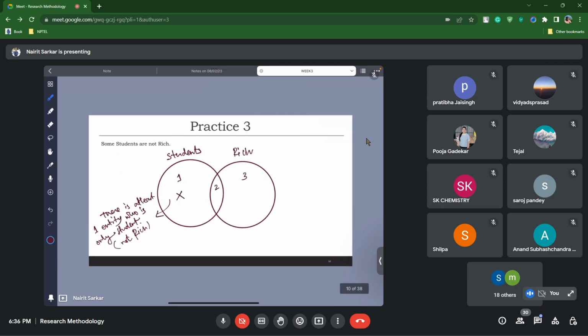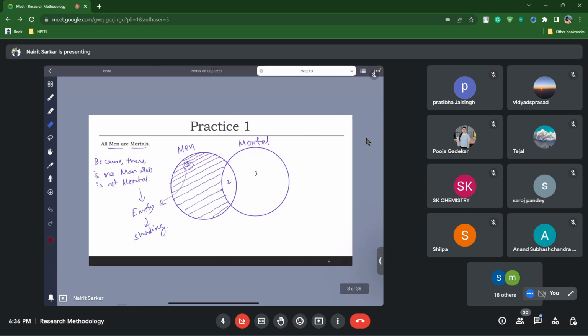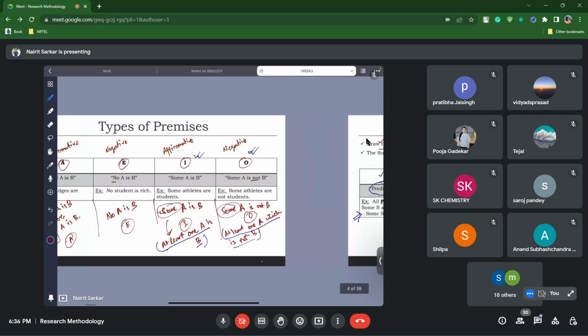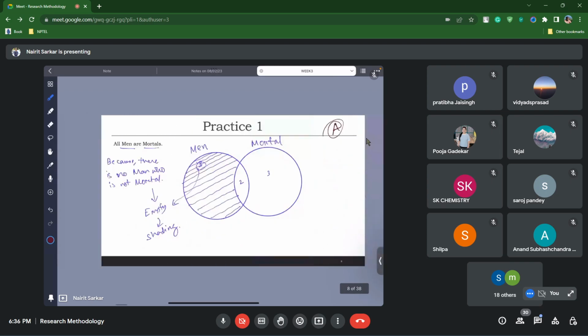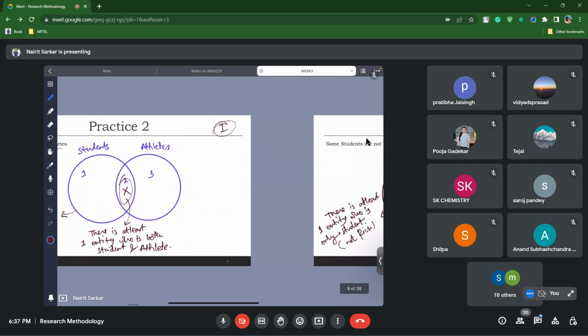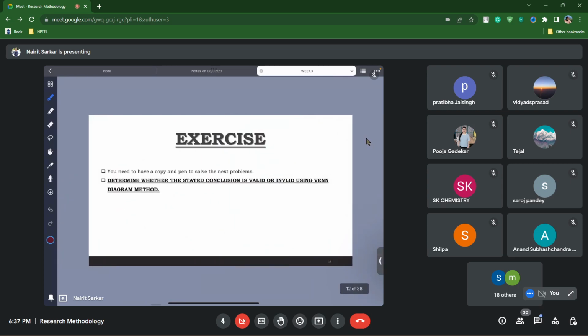A, E, I, O. So it is E type. This one, some students are not rich, is O. This one, some students are athletes, is I. This is A. A, E, I, O: I is some, O is some not. Okay. Nice.